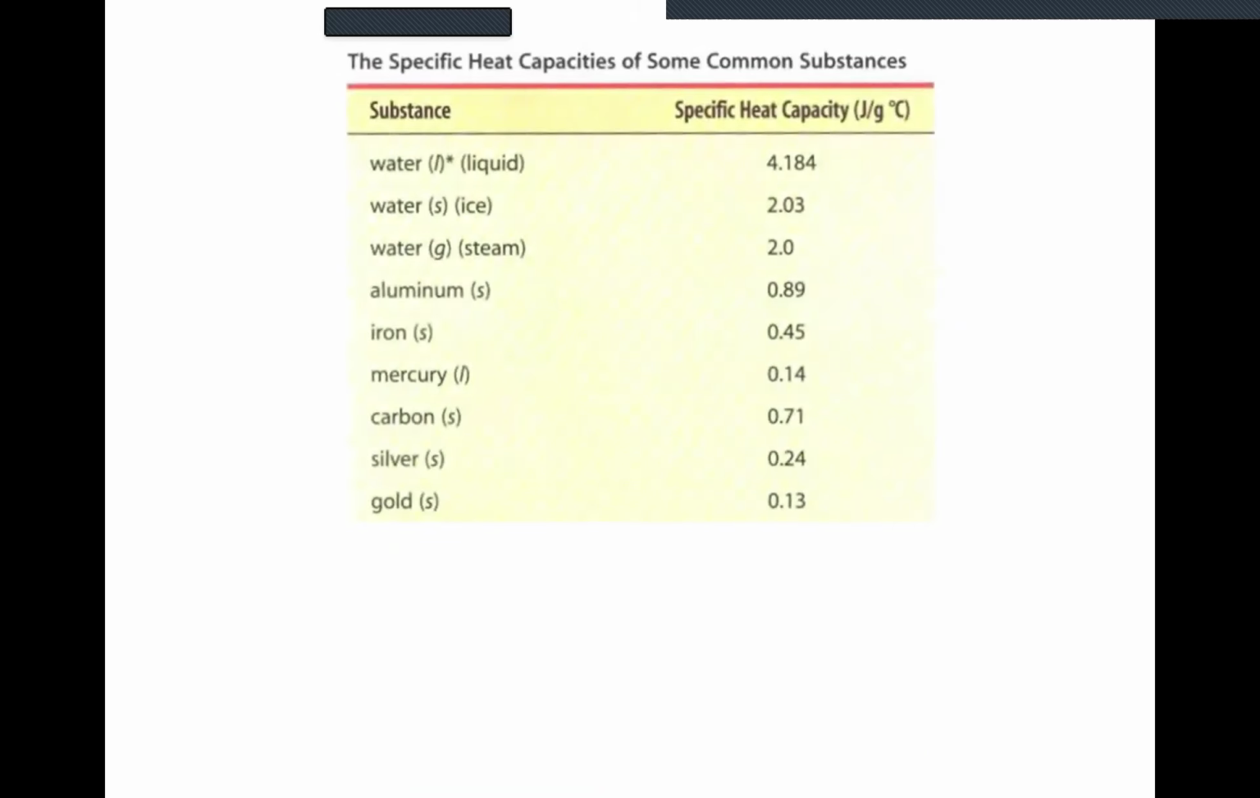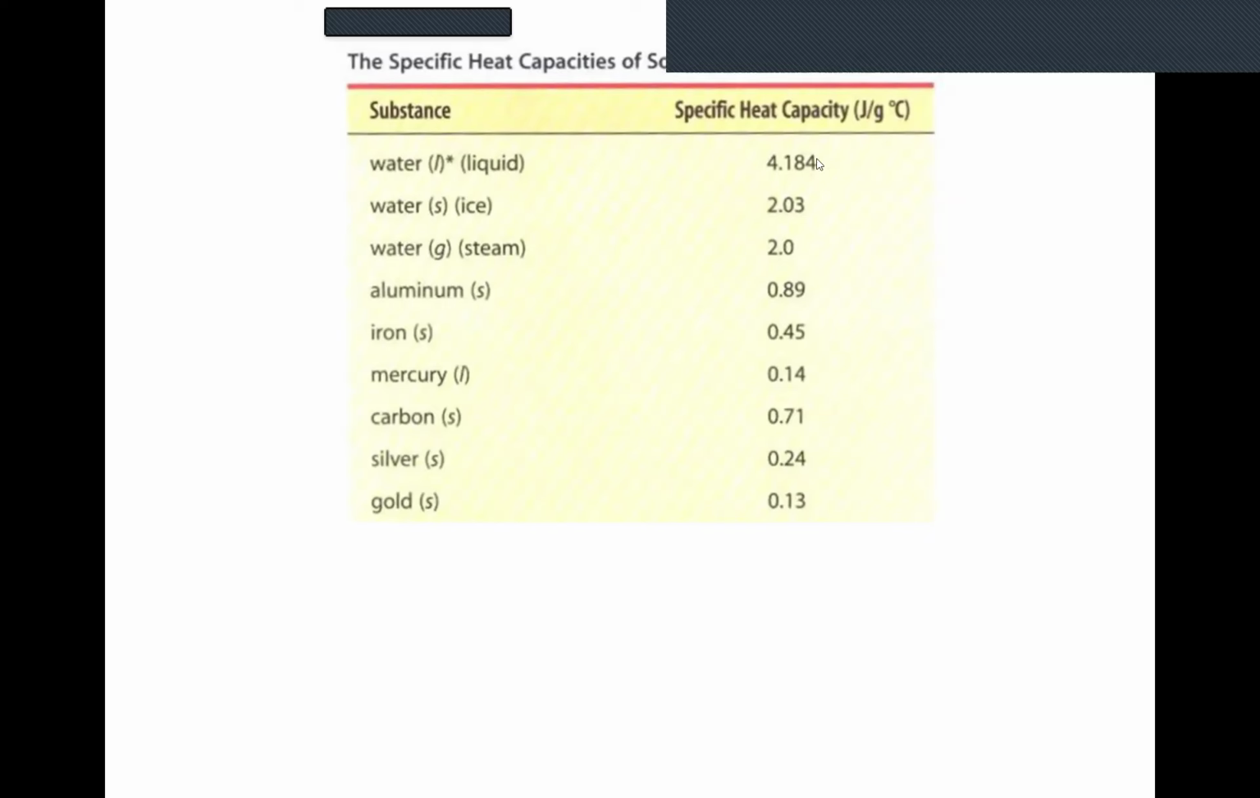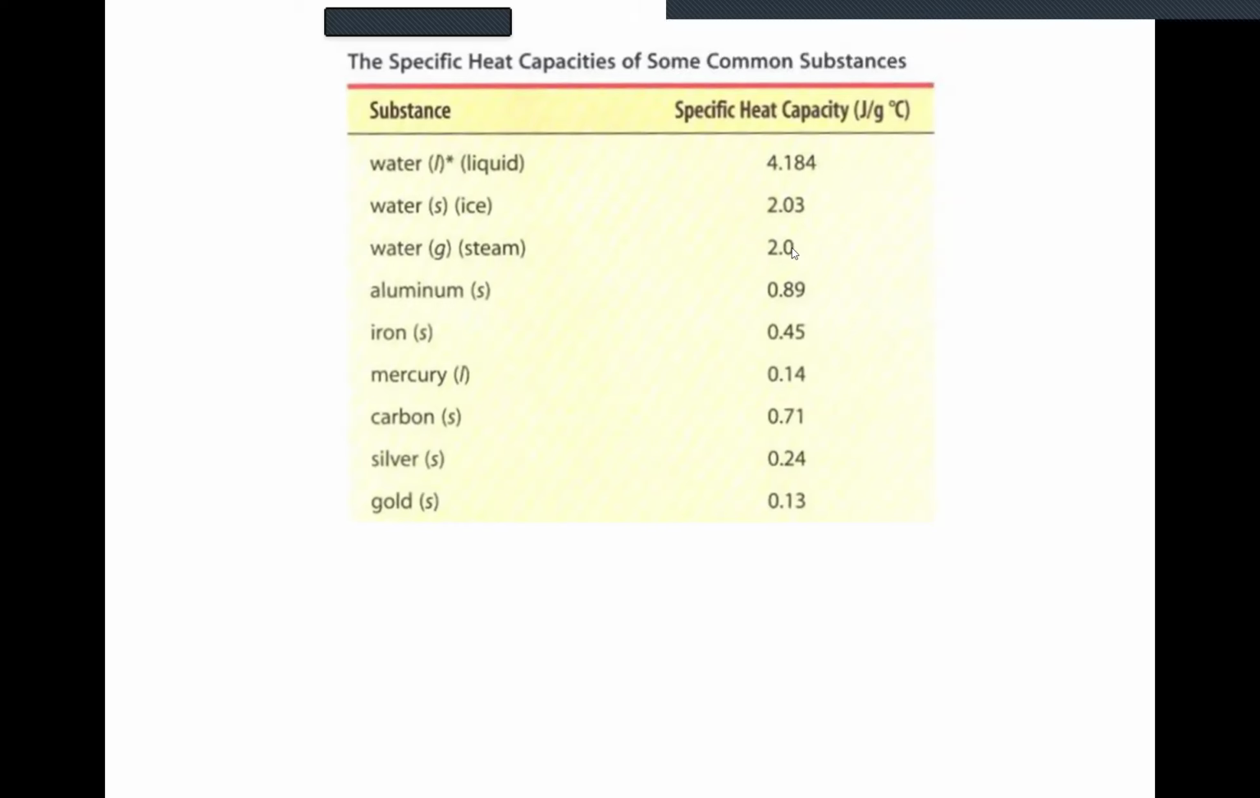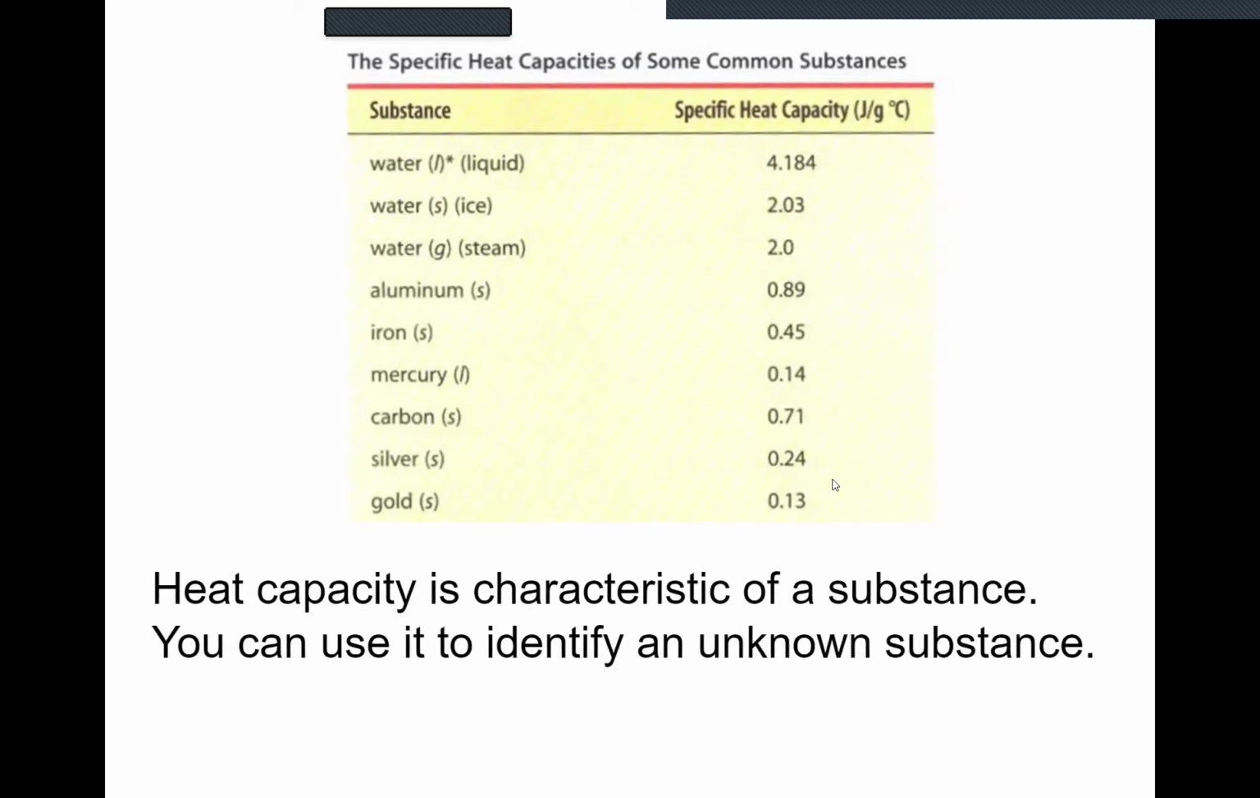Different substances have different specific heat capacities that are characteristic of the substance. Notice in this chart, just showing a few common substances, liquid water is by far the biggest. Below that, ice and steam are roughly the same at 2 joules per grams times degree Celsius. By the time you get to metals, although there's carbon here, the rest of these are metals, you get numbers far below 1. So aluminum, iron, mercury, carbon's 0.71. Gold and silver are very low in their specific heat capacities.